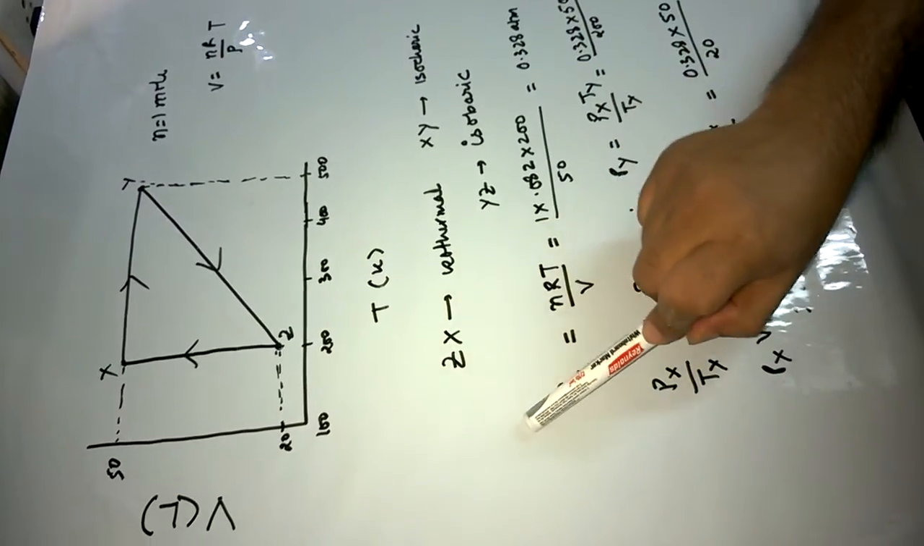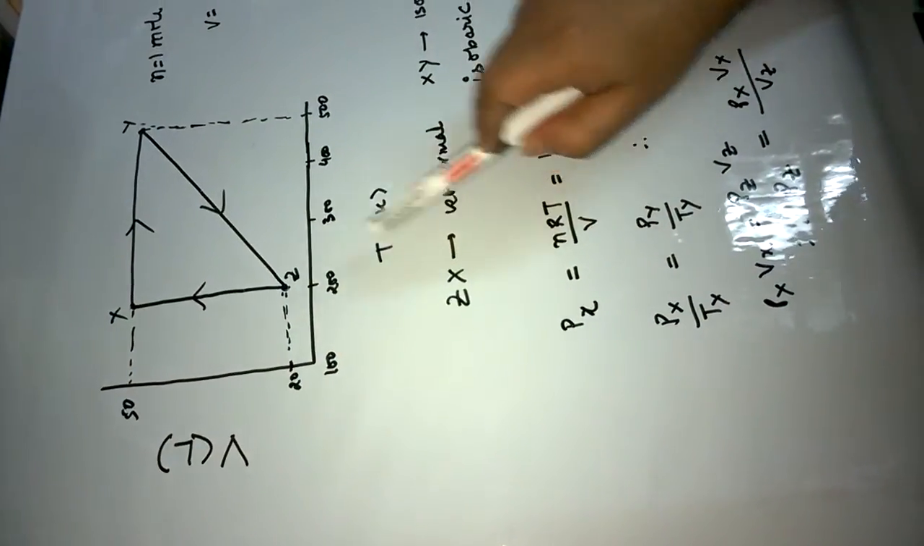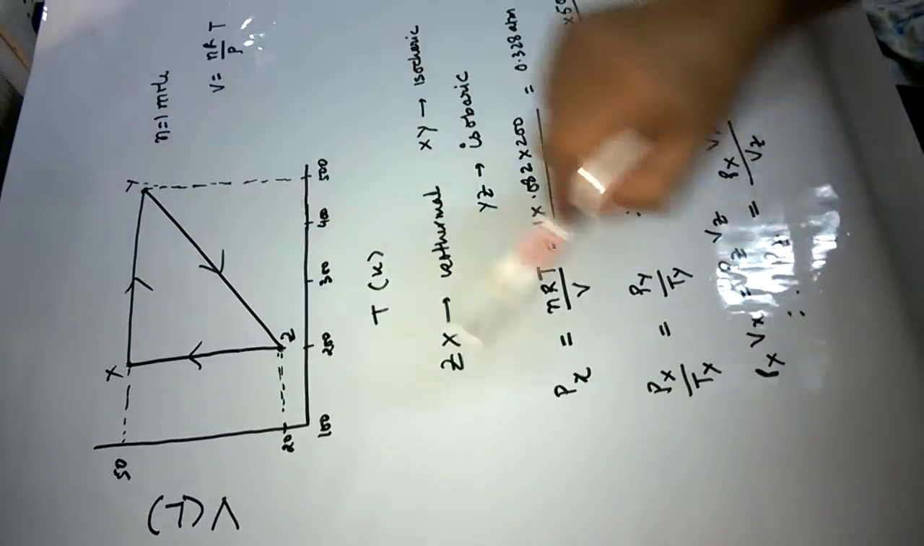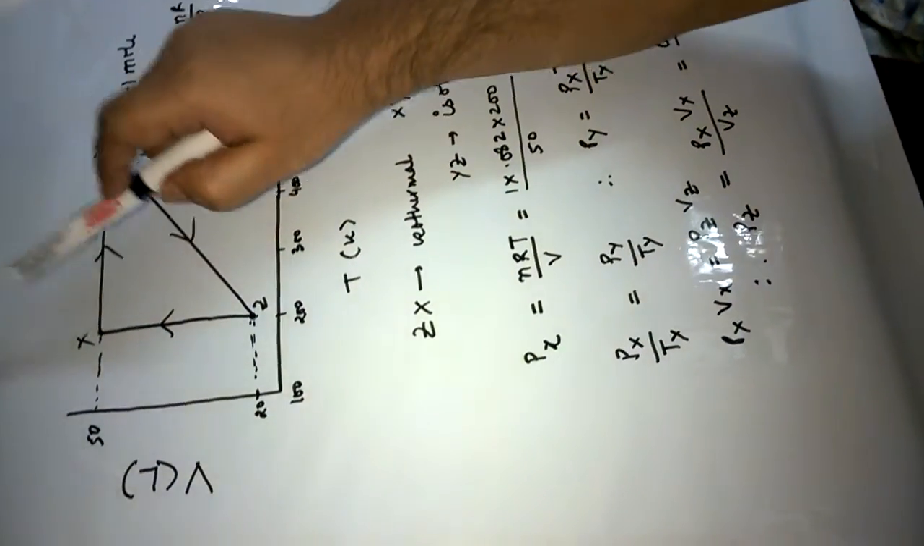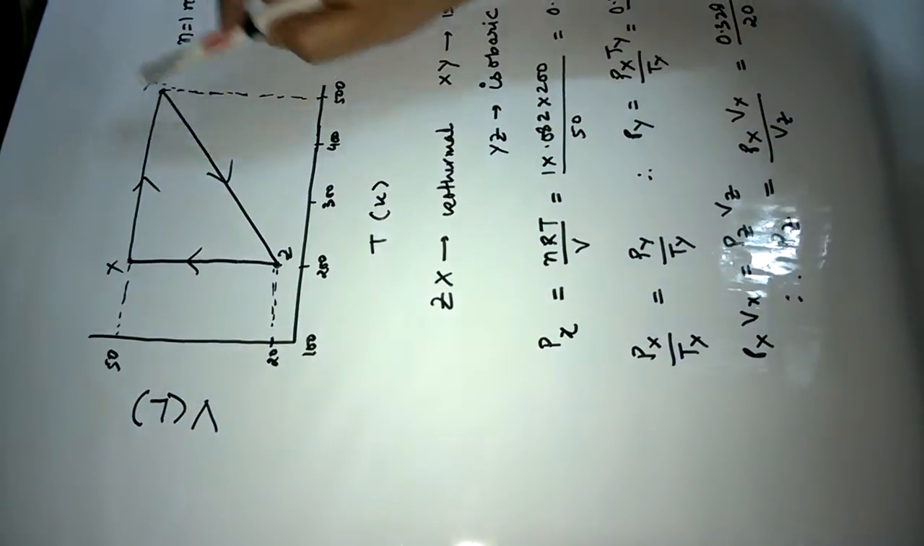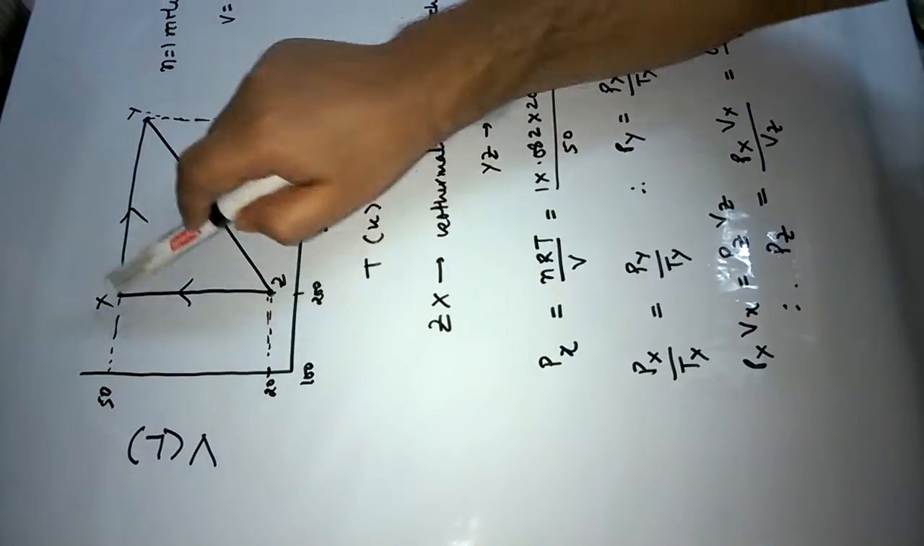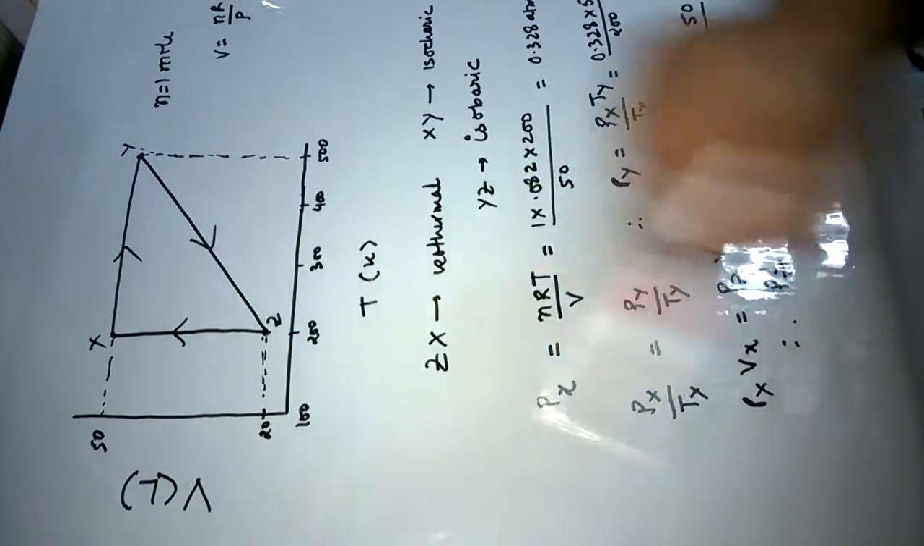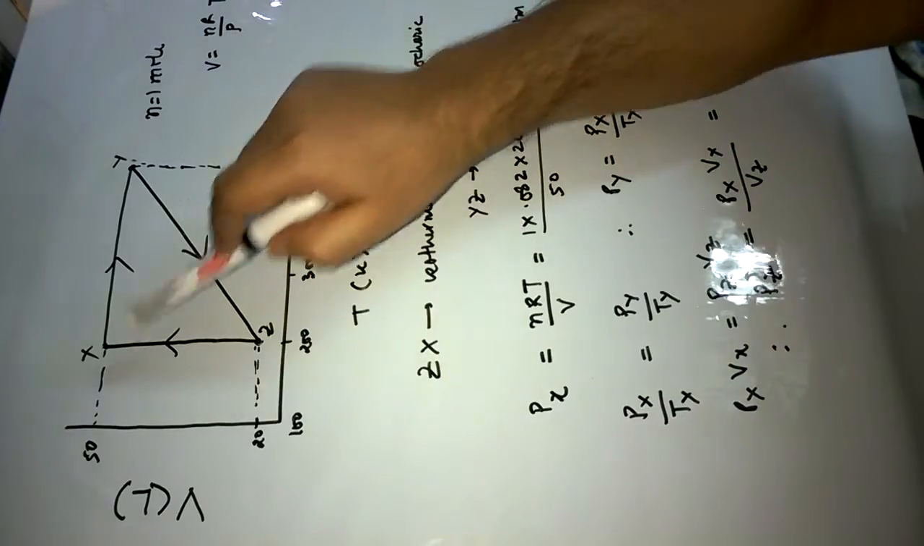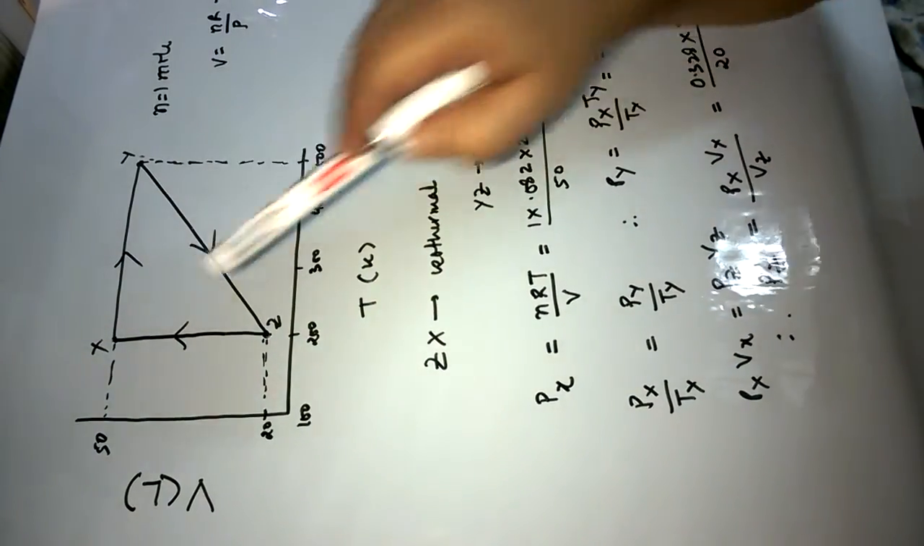In this question, we are given a VT curve as shown, and we need to find out the pressure of the gas at X point, at Y point, and Z point. 1 mole of gas is undergoing this cyclic process. Now for this question, let us first define the pathways.